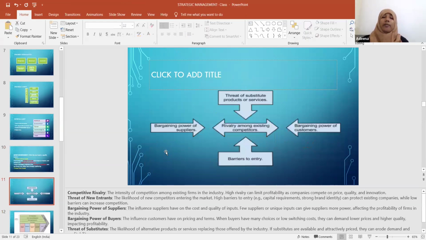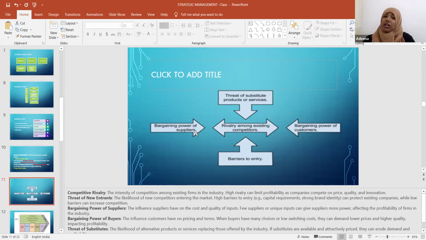Porter's Five Forces model is a model to understand the competitive factors that the organization is facing. So it analyzes the five competitive factors: the rivalry among the existing competitors, the threat of substitutes, the threat of new entrants, bargaining power of suppliers, and bargaining power of customers. It's not just a tool. These tools are used to analyze the organization's industry-specific factors.